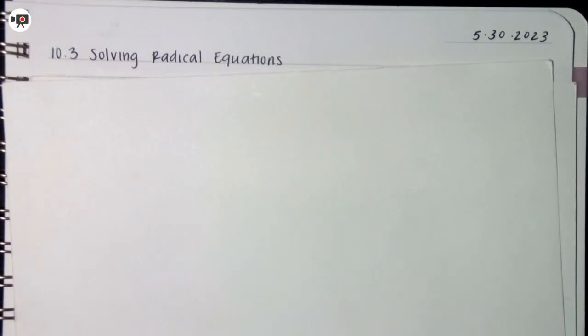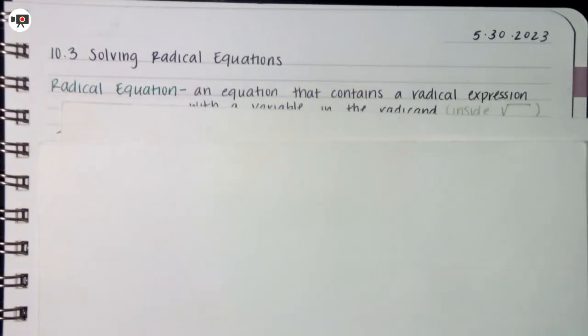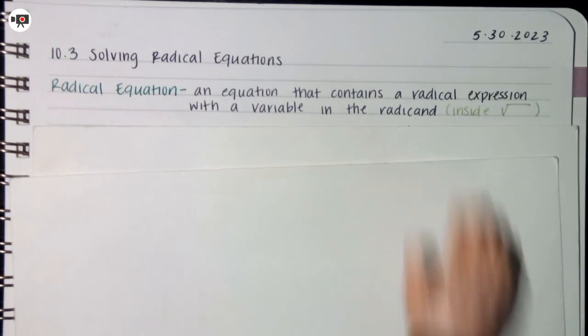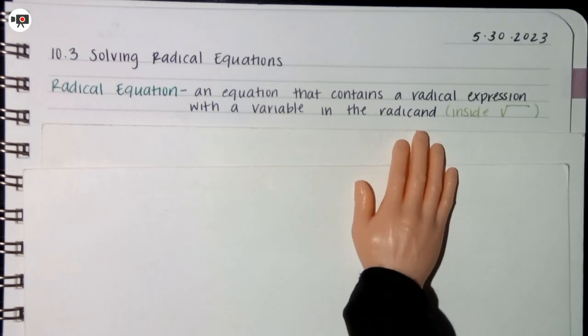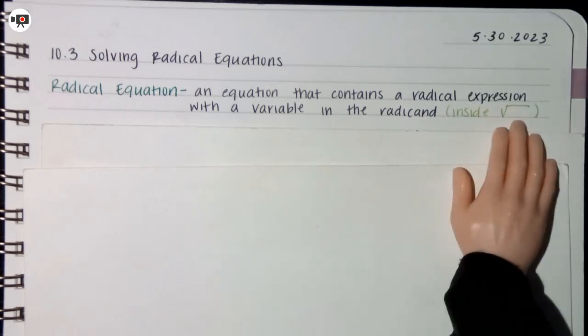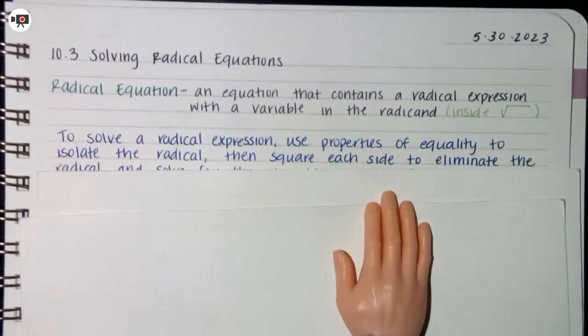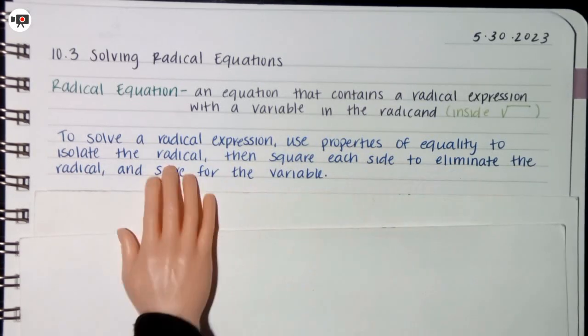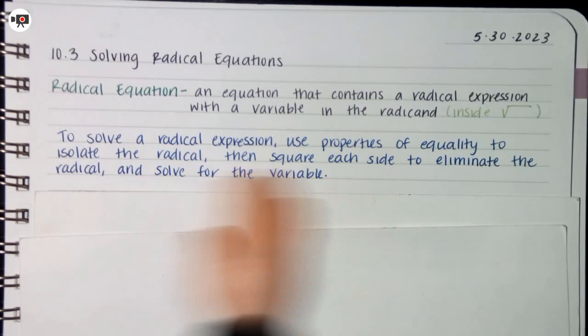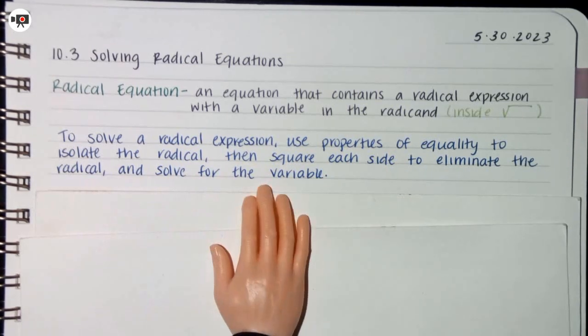This is 10.3, Solving Radical Equations. A radical equation is an equation that contains a radical expression with a variable in the radicand. So that means a variable is inside the square root symbol. To solve a radical expression, we're going to use properties of equality to isolate the radical, then square each side to eliminate that radical, and solve for the variable.